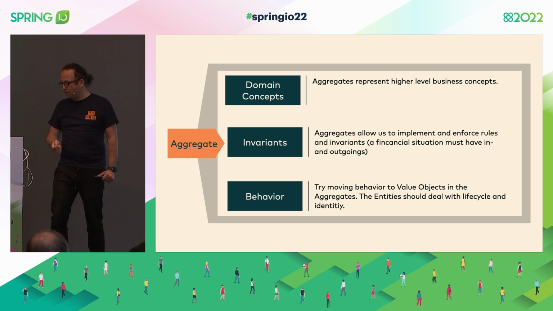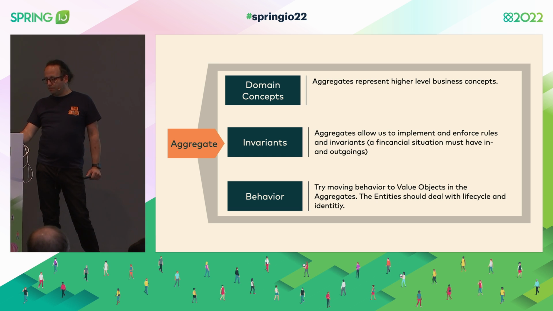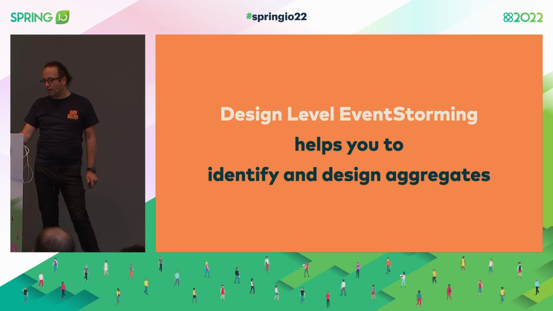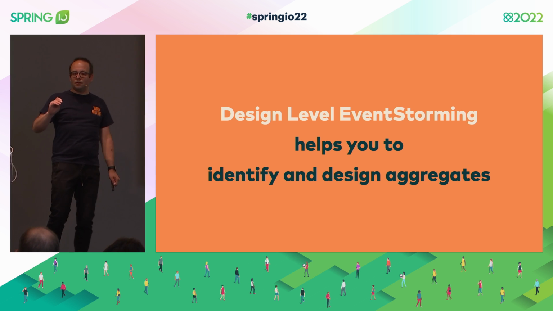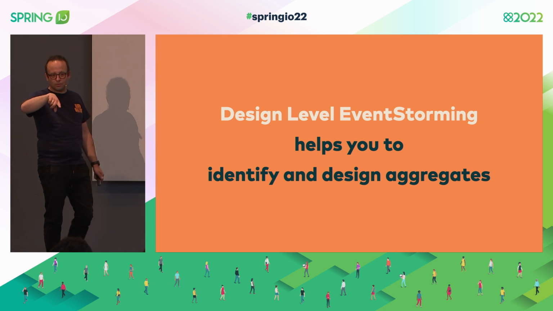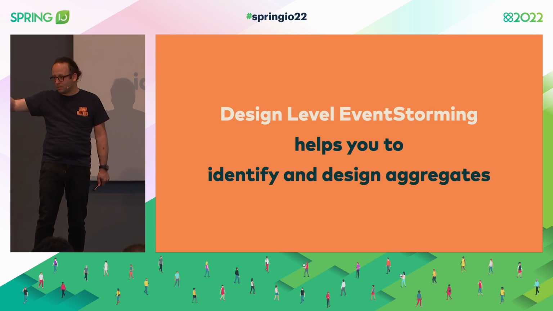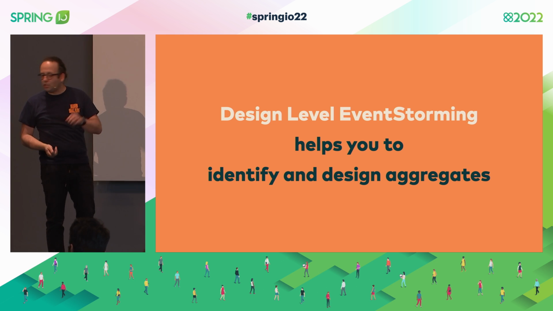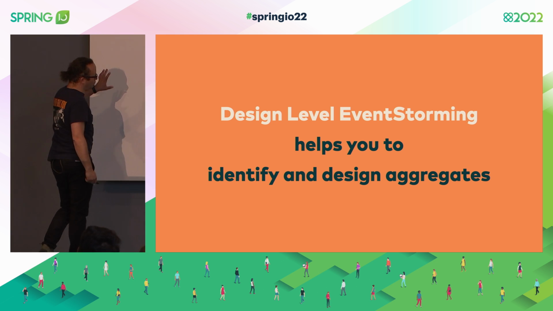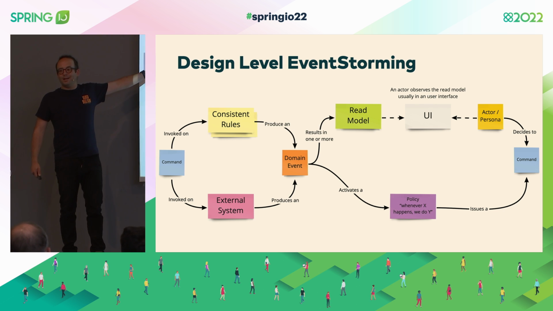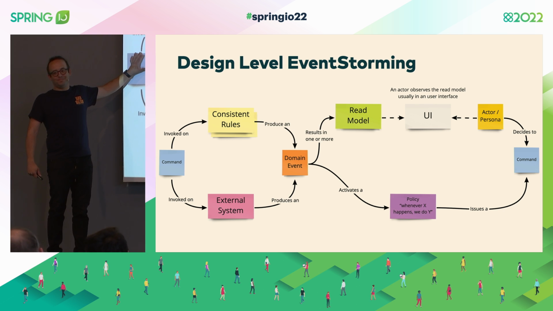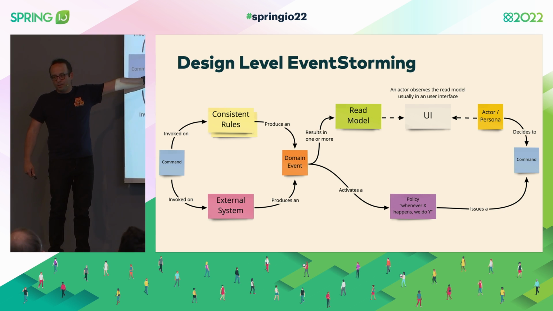They contain behavior. Now, you may wonder, how do I go ahead and identify aggregates? What are good candidates for identifying aggregate boundaries? You can use event storming for that. There is a type called design level event storming, which is a little bit more complex than the one I've shown you. A little bit bigger. Let me quickly guide you through this.